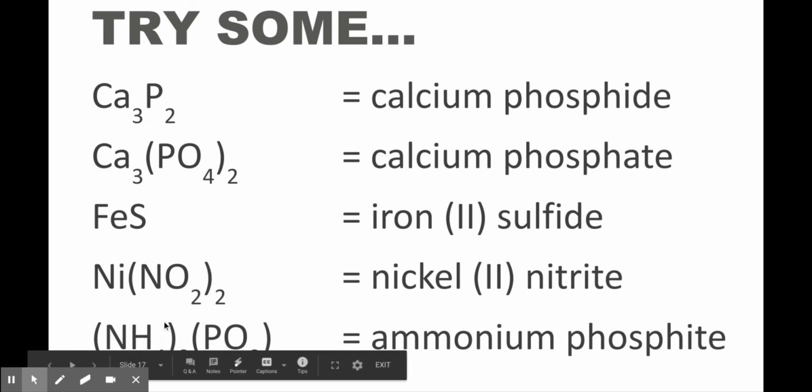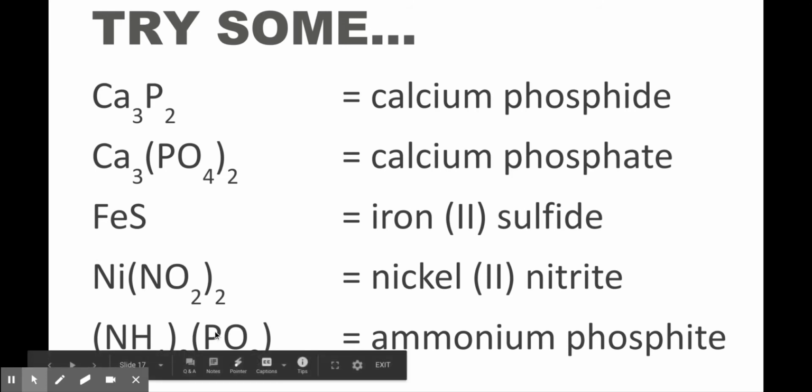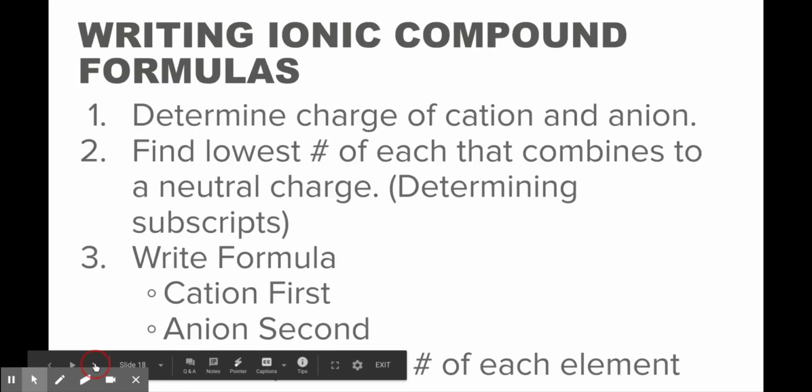And then this last one, this is a fun one because ammonium is the only, or one of the only, positively charged polyatomic ions out there. So this is a double polyatomic ionic compound. But actually, they're really easy to name because you just use the names of the 2 things involved. It's ammonium and phosphite, so it's ammonium phosphite. Pretty simple there.